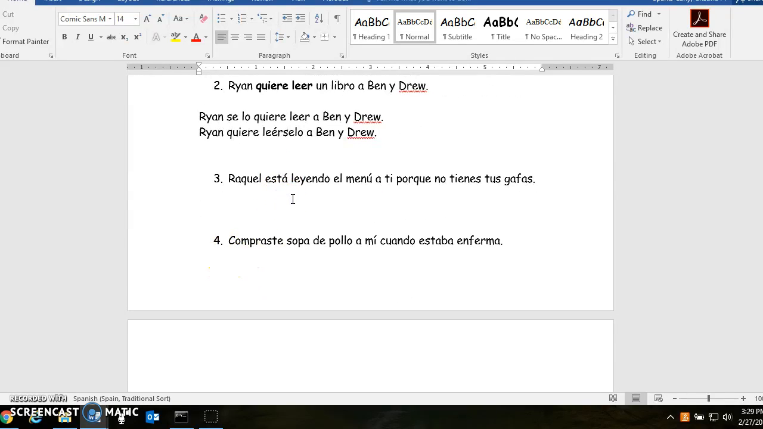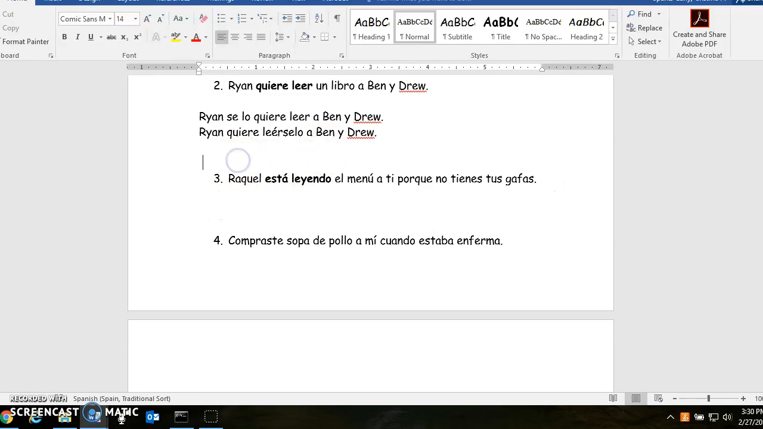Raquel está leyendo el menú a ti porque no tienes tus gafas. I see lots of words here. First thing I have to do is find the verb or verbs. 2. Está leyendo. This is the present progressive. 2 verbs. Counts as 2 verbs. What is she reading? El menú. To whom? A ti. The rest of the sentence just gives us more information, but we're not going to worry about any pronouns in that part of the sentence.